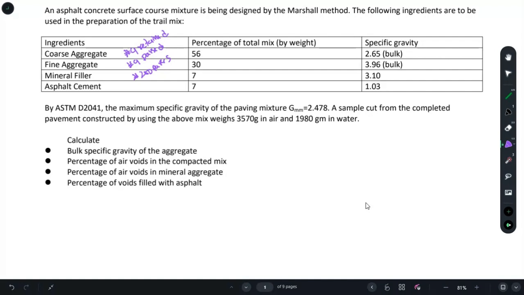So let's call the percentages P1, P2, P3, and specific gravities G1, G2, G3. These annotations will help us later.